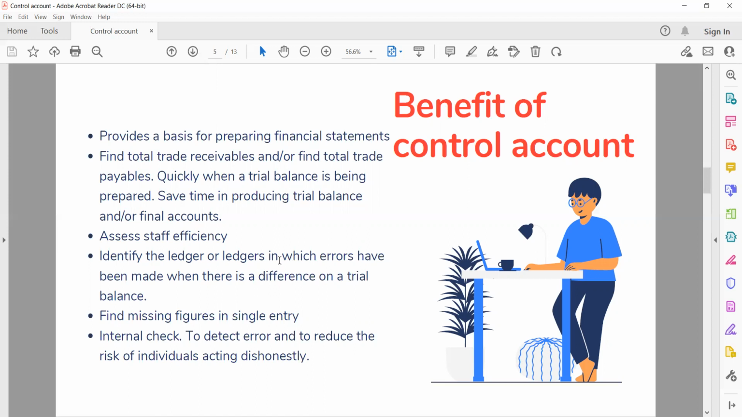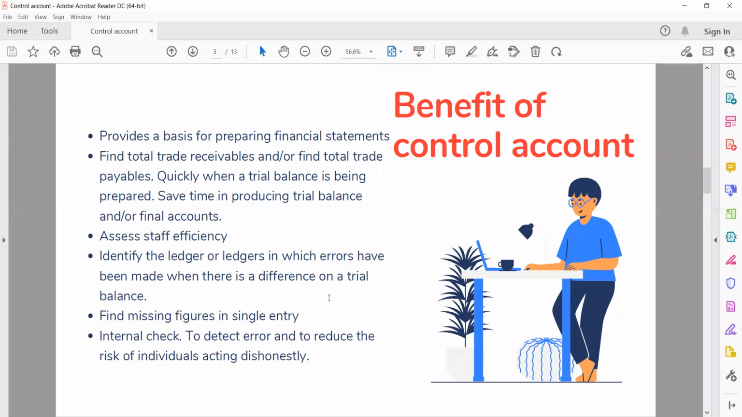It identifies the ledger in which an error has been made when there is a difference on the trial balance. It finds a missing figure in a single entry. It is also an internal check to detect errors and reduce the risk of individuals acting dishonestly, because two different staff are in charge of the account. So that's why we can reduce the frauds.